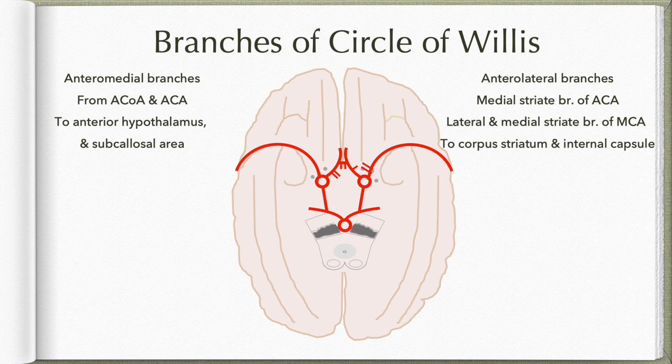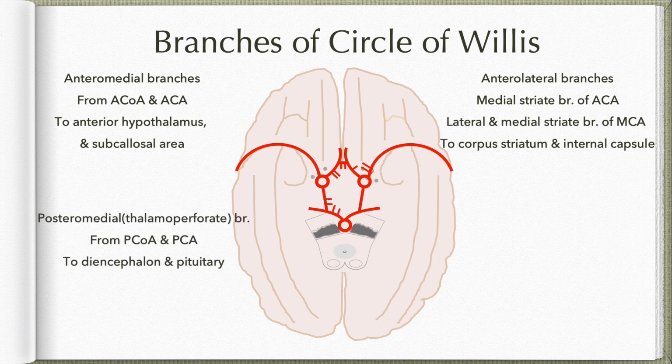Now, the third set of branches are the posteromedial branches. These are also known as thalamoperforate branches. They are given as branches coming from the posterior communicating artery as well as the posterior cerebral artery. They supply the diencephalon as well as the pituitary gland. When I say diencephalon, they supply thalamus, hypothalamus as well as subthalamus.